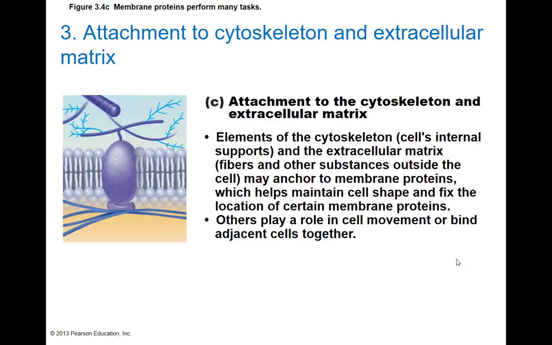They can be attached to the cytoskeleton. The cytoskeleton can give some shape to the cell, just like our skeleton does. But the cytoskeleton likes to attach to something, and it can attach to some of these membrane proteins to help give the cell its shape.